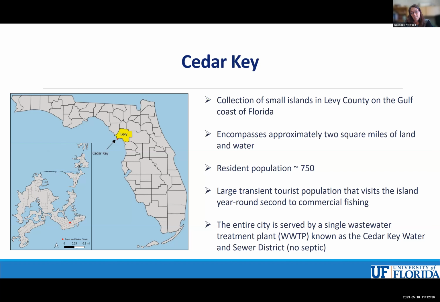What's interesting about it is it has a large transient tourist population that visits the island year-round, second to commercial fishing that occurs there. This entire city is serviced by one single wastewater treatment plant known as the Cedar Key Water and Sewer District, which is shown here. I don't know if you can see my cursor, but there's a red star on the inset here, and that's where the wastewater treatment plant is located in Cedar Key.